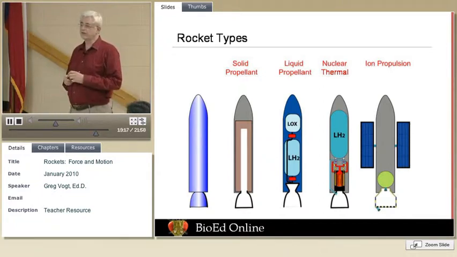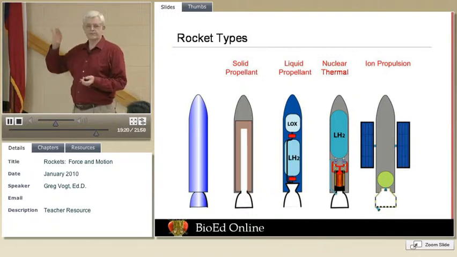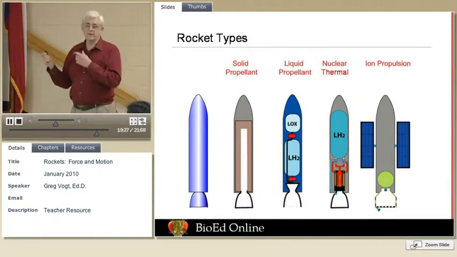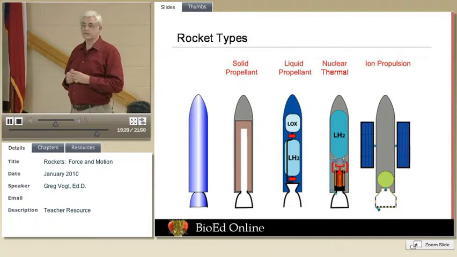Now, these have been used, but mainly for little thrusters to help aim the rocket in the right direction in space. They're not very powerful. You couldn't use them to lift off of Earth. They only work well enough to do flight once you're in space.